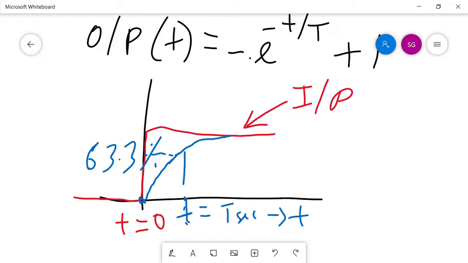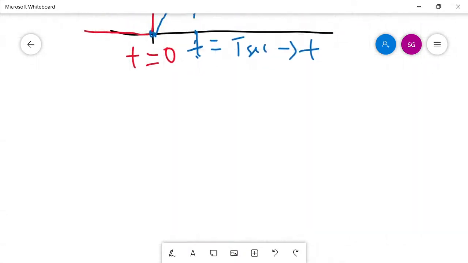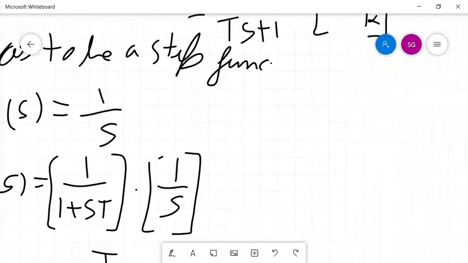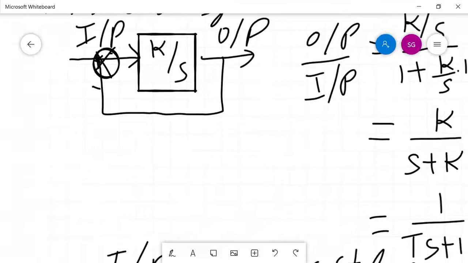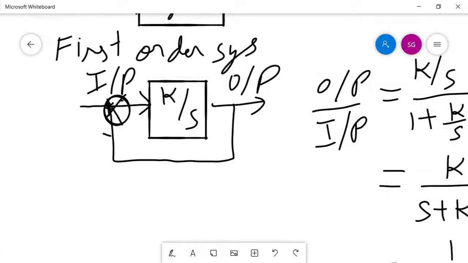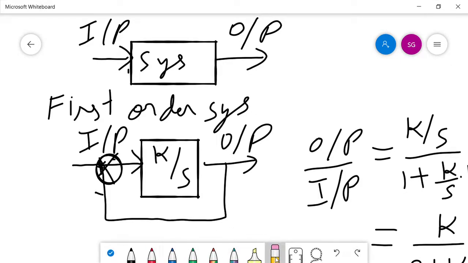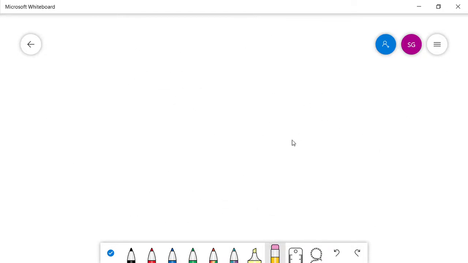So now let us take a second order system. We have done first order system. So let us clear this because there is no more space. Now let us study a second order system.